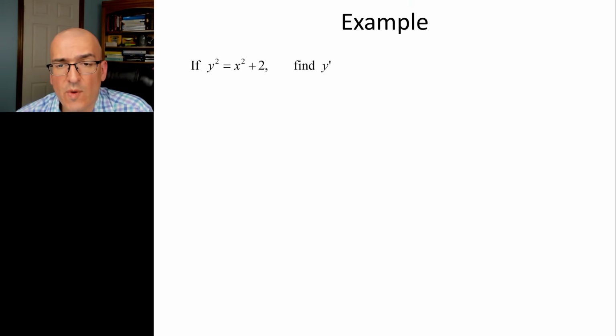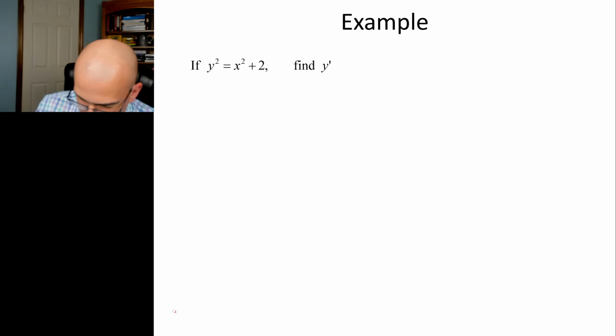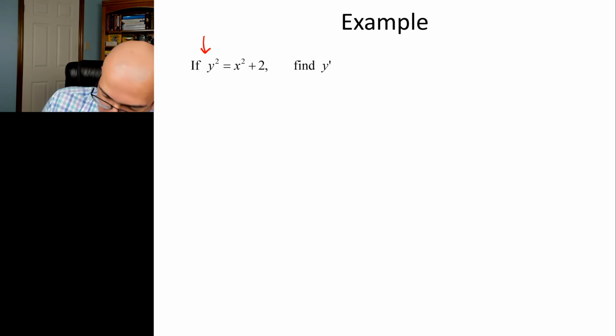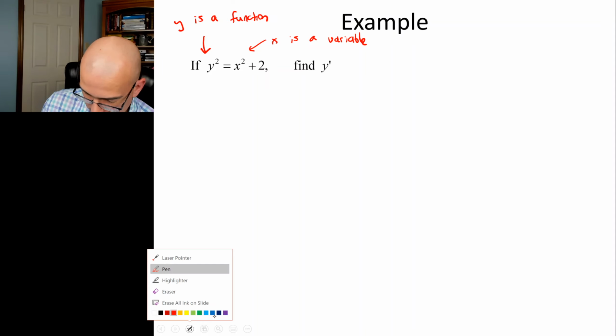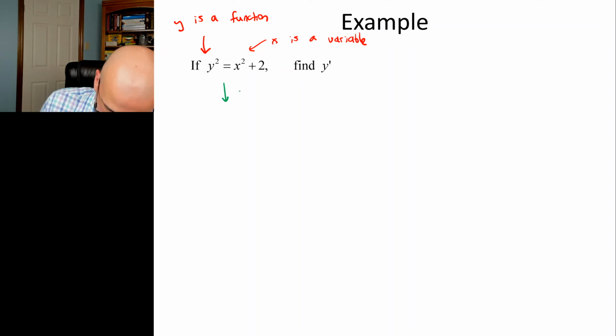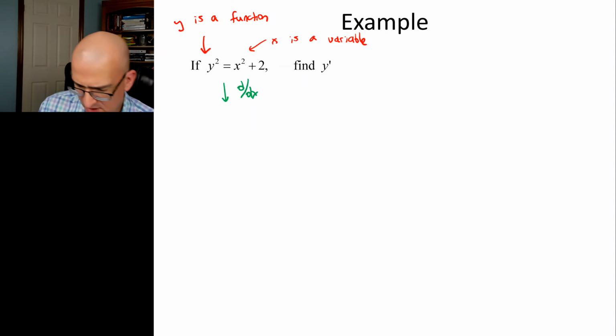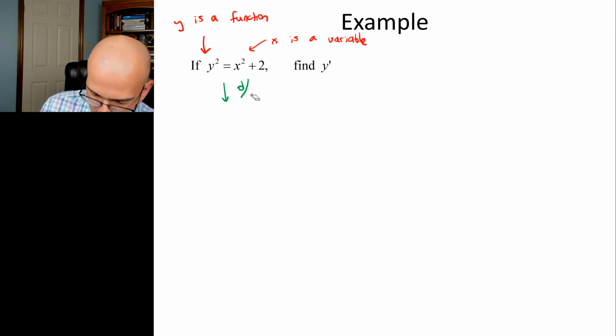Next example, we want to find y prime, keeping in mind that y is a function and x is a variable. y is a function, x is a variable. So we take the derivative of both sides. I keep writing this d by dx thing. It means take the derivative. I should make that a little bit neater though.